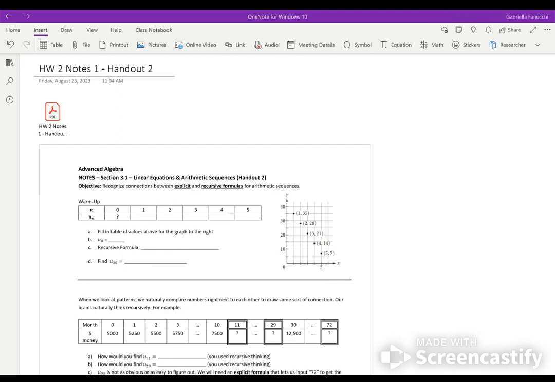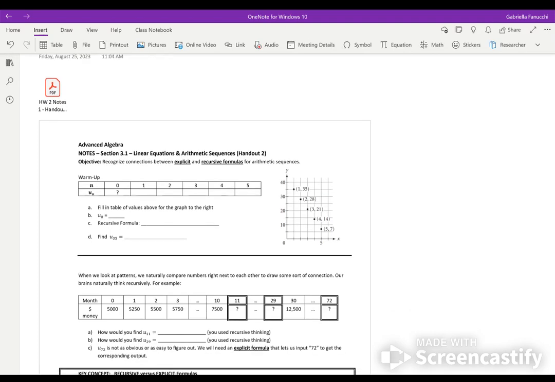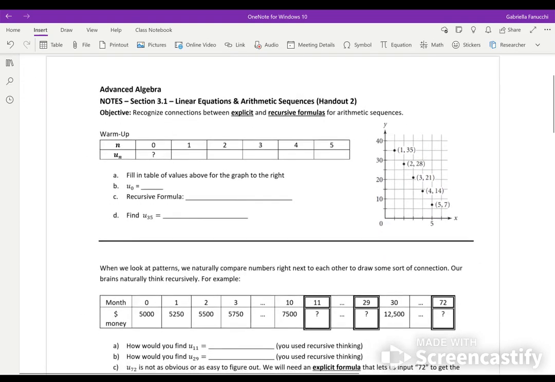We're going to go ahead and go over your homework 2 first notes. Okay, this one goes directly with handout 2, so we'll be working on that in class, but let's go ahead and get started. So here we have a warm-up.